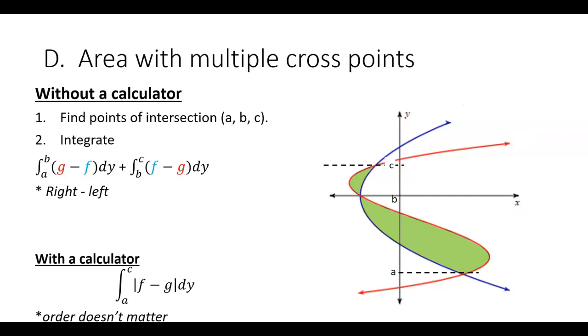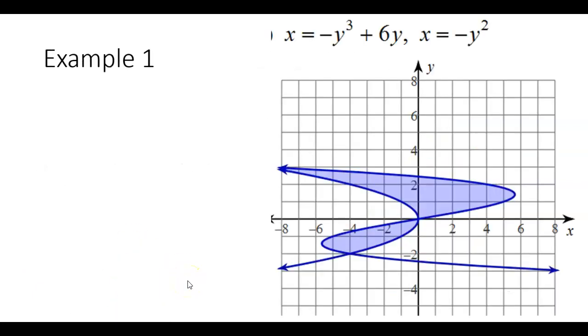Okay, so that's how we'll be handling the ones that can cross multiple times. And in fact, this is just how we're going to do all of our problems today. So let's do this one here. We have two functions. Now notice that these are functions of y. Instead of being y equals something, it's x equals something.